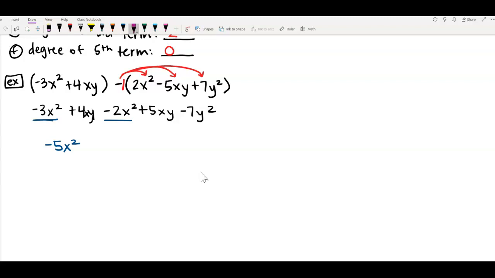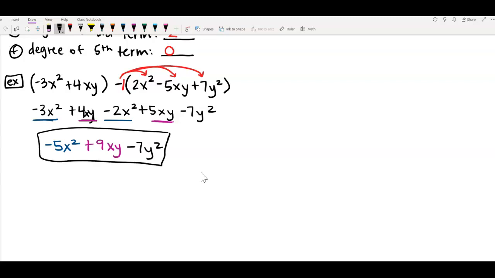Then I can see another like term I have is this xy. So 4xy plus 5xy is going to give me 9xy. And then this y squared term doesn't have anybody to add or subtract anything from it, so it just comes down as part of the answer. So that would be how you come up with that answer there. But be really careful to distribute that negative through. That's all I'm trying to point out on this, because that tends to be where mistakes are made.